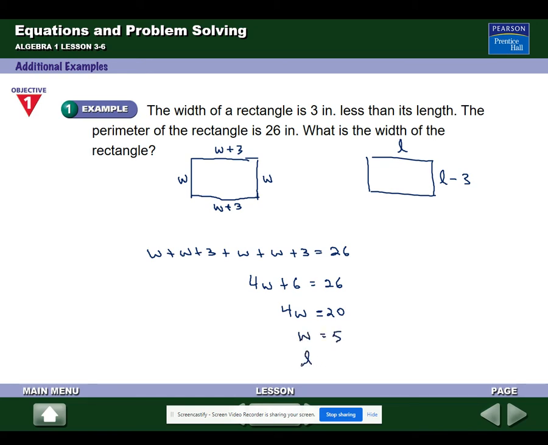The length then, and I'm not against using L as the variable now, the length would be 8. So we got a width of 5 inches. The length is 8 inches. What would happen if you had used this model? You'd find the length is 8 first, and then 8 minus 3 is 5. Either way, you're going to come up with an 8 by 5 rectangle.